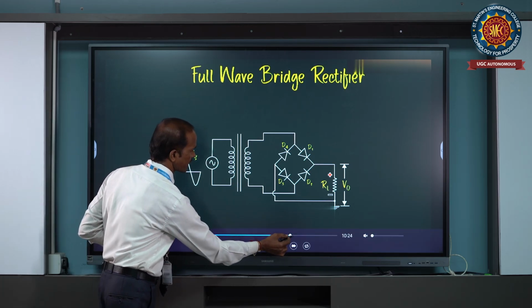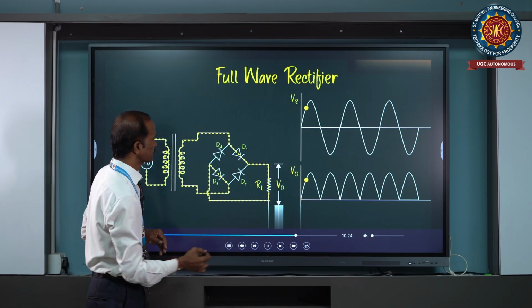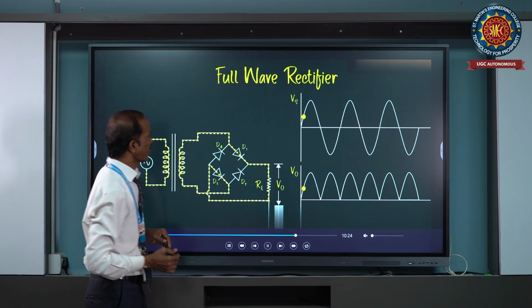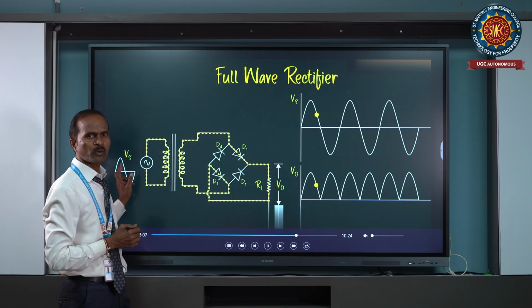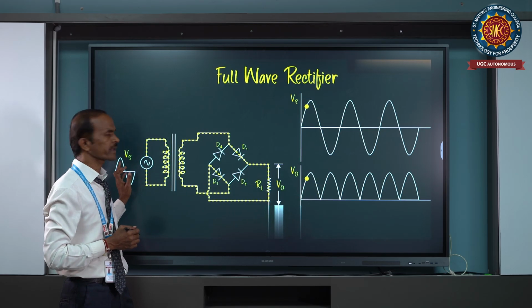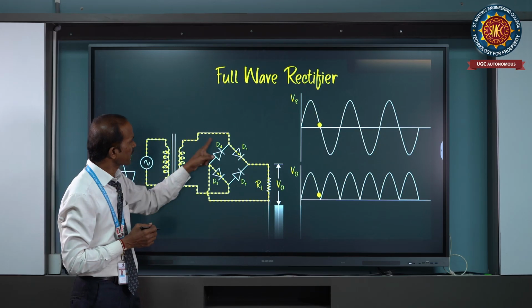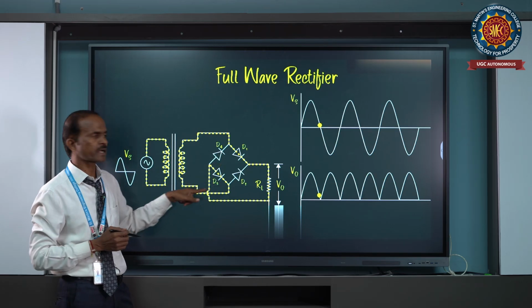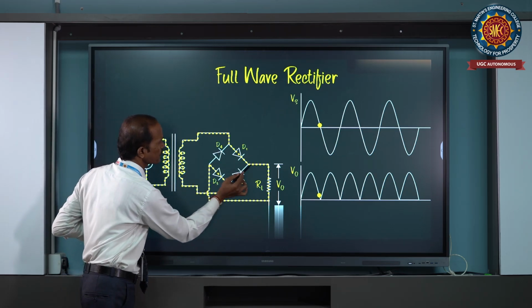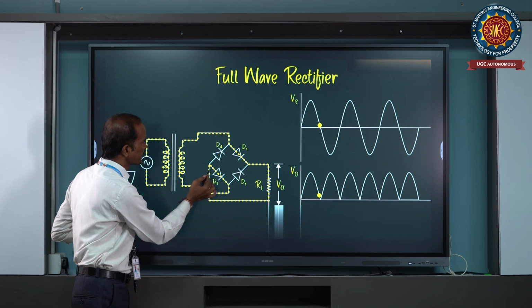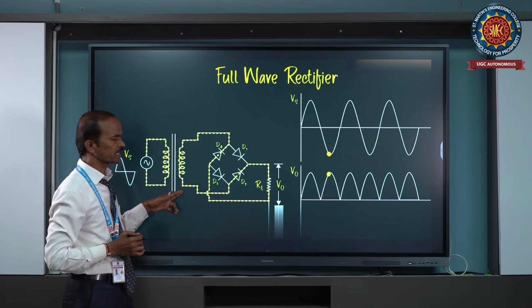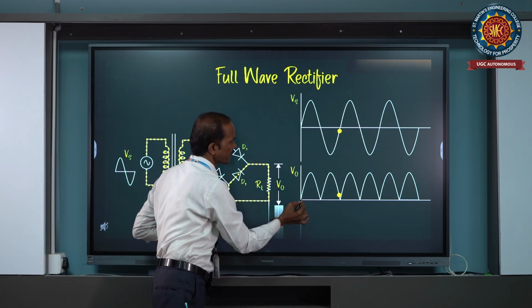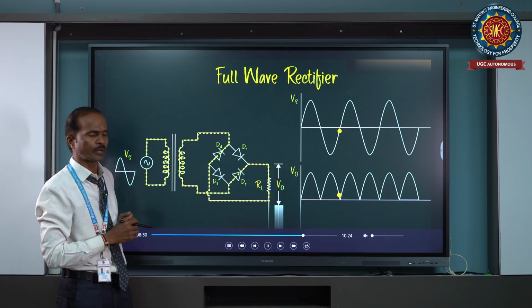Now we are going to see the animation, right? This is the animated picture here. What is happening during the positive half cycle of the input? Diode D1 and diode D3, these two are in forward bias condition. Therefore, the current passes through D1 towards the load resistor RL and through D3 towards the secondary of the transformer. Because of that, during the positive half cycle we get the output waveform across the load.